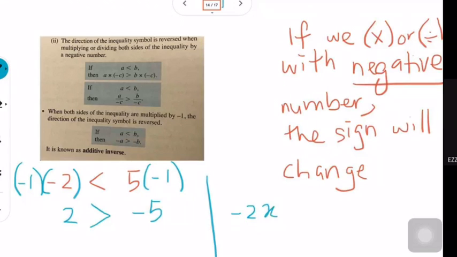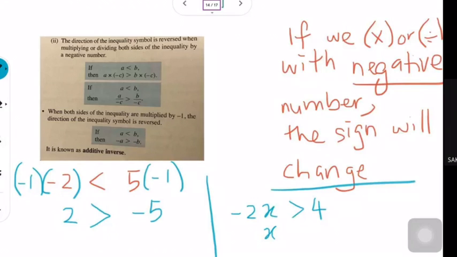-2x equals to 4. Not equals to. We don't do that, we do inequality, right? Wrong. Try again. Okay. -2x is greater than 4. What will be your x? In order to just leave x here, what should you do?